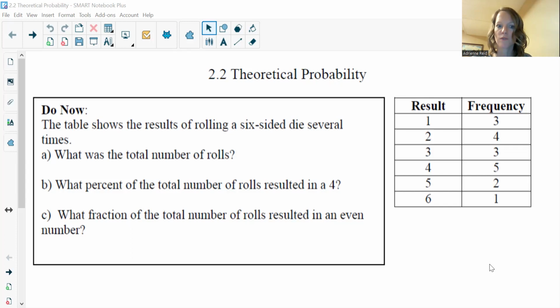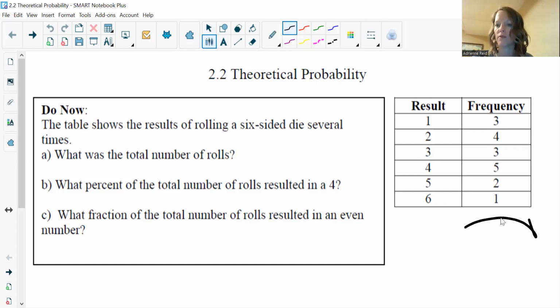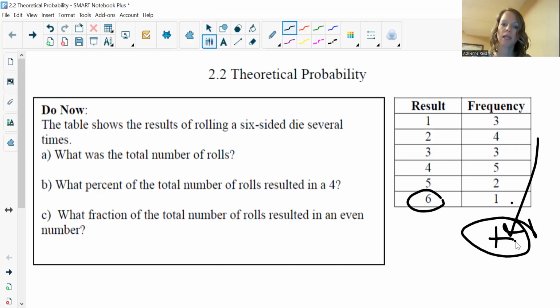The first thing you'll need to do is figure out the total number of rolls. So that's just going to add up here what's in the frequency column. This total here will be all of the rolls that happen. So go ahead and add up this whole column. That's going to be your total. And then if you roll the 6, it would be a 1 out of whatever the total is as a fraction. Then if it asks for a percent, turn it to a decimal, multiply the decimal by 100 to get the percent. So go ahead and pause the video, answer these questions, and then come back when you have them, and we'll keep moving through the lesson.